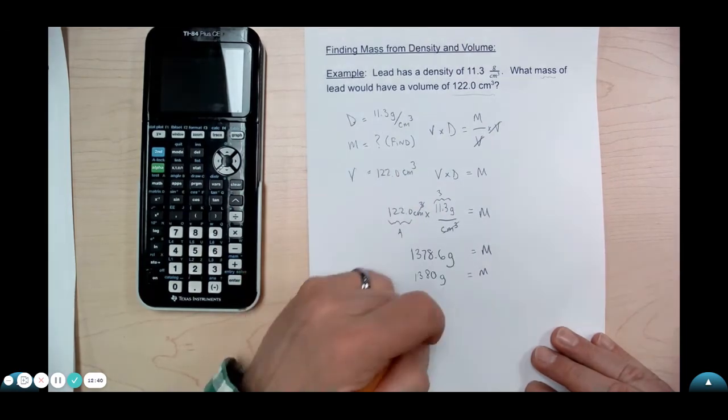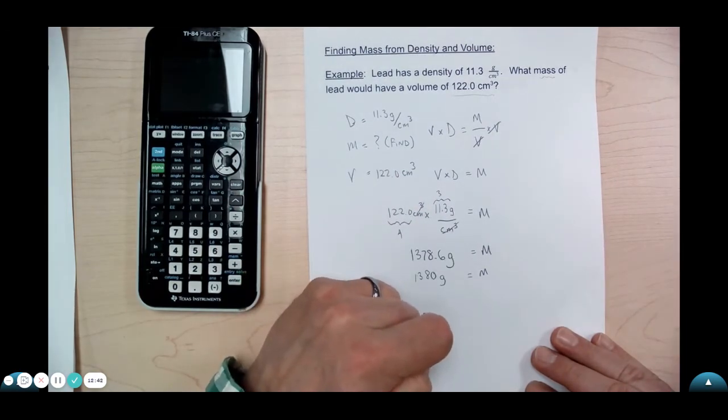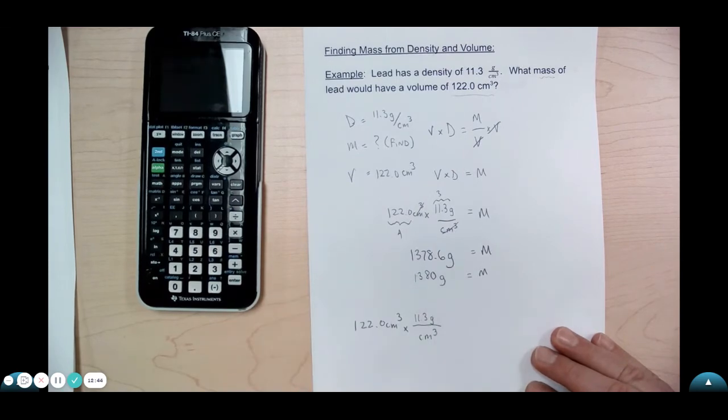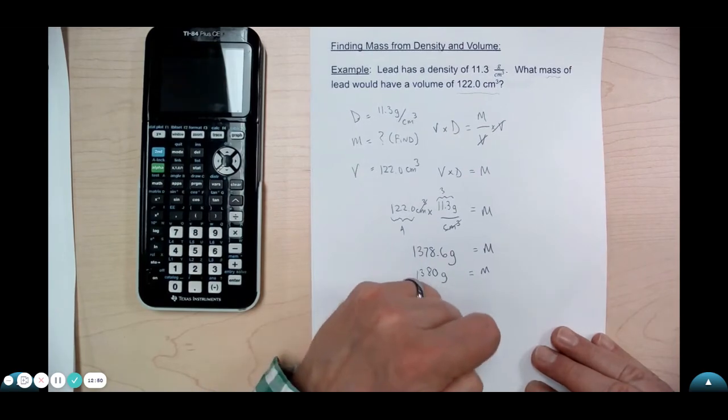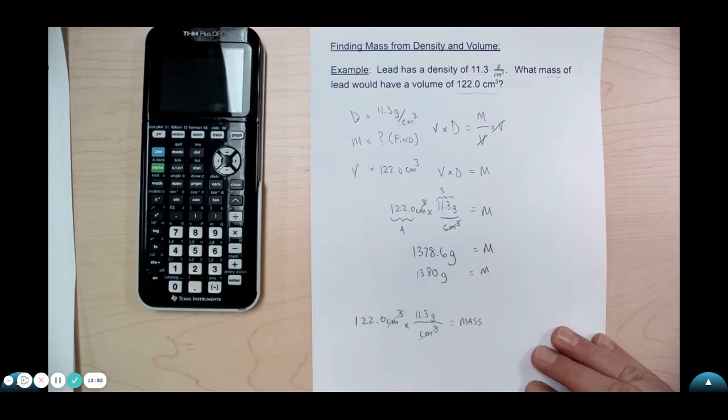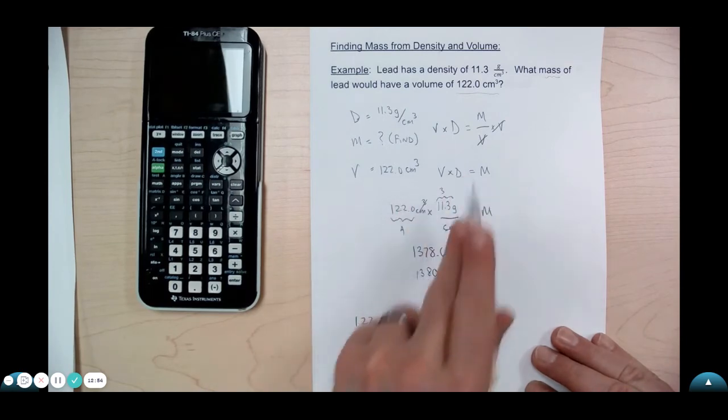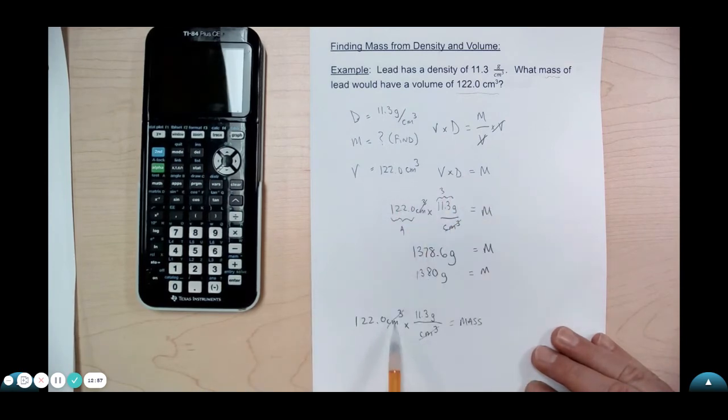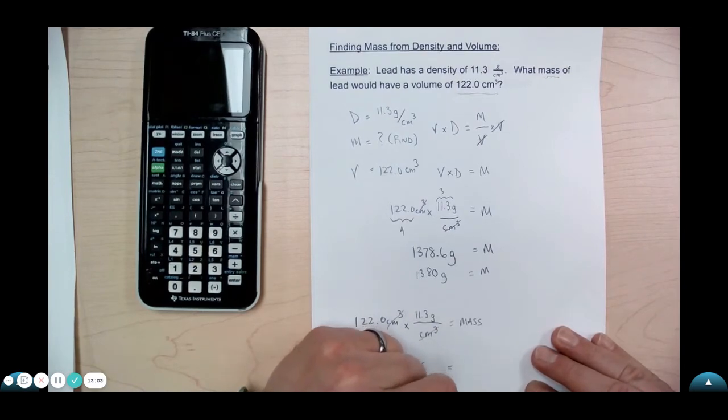And I'm going to put 11.3 grams at the top. And I know to do that because the cubic centimeters cancels and leaves me with grams. And that would give me my mass. So I didn't even really use an equation to do this. I kind of let the units guide my thinking here. We already went over the answer. It's going to round to 1,380 grams.